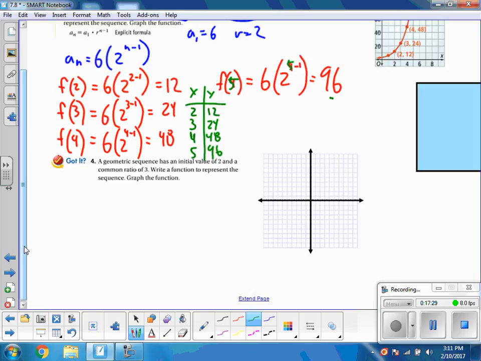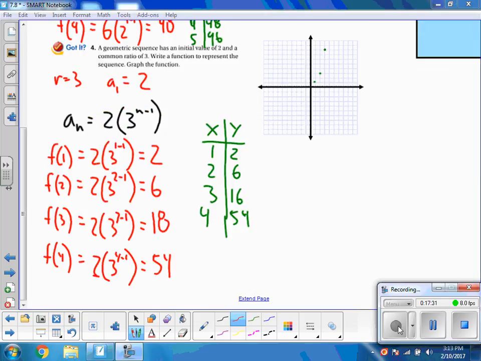Race ya, ready, go. All right, this is the equation I used. I substituted in for 4 different points just to see what happened. I built my t-chart. Now I can plot these. I had to change the interval of my y value to 2 so I can fit some different points on here. And so I can see that my graph is going like this. Exponential growth. So that's what yours should look like as well.